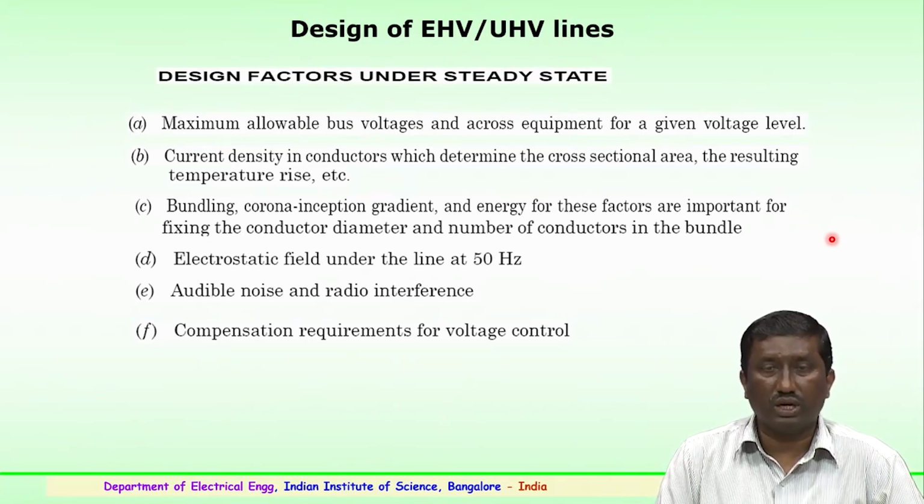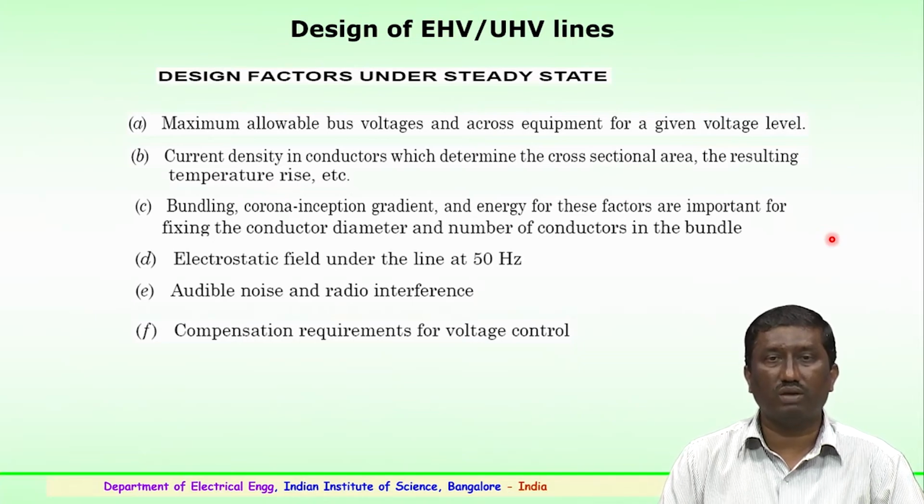Next will be the electrostatic field under the line at the power frequency operating conditions. So, the minimum clearances or the minimum electrostatic field which is specified has to be considered for the design aspects. Then further audible noise and the radio interferences.